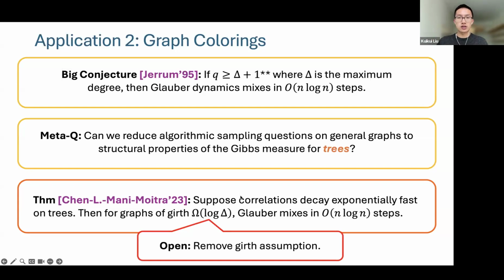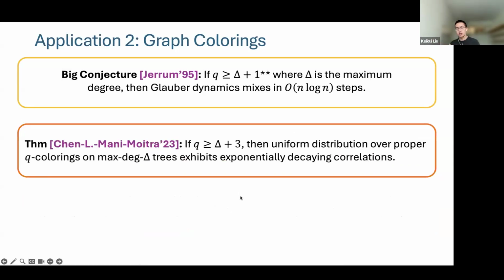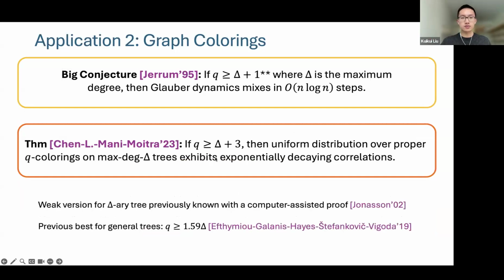And this is what we do for colorings as well. Okay, so what we showed is that if the number of colors is at least delta plus 3, then the uniform distribution over proper colorings on a tree of maximum degree delta exhibits exponentially decaying correlations. Okay. So this kind of result was known just for the special case of the symmetric delta-ary tree using a very complex computer-assisted proof from like 20 years ago or so. And the previous best such result required significantly more colors.